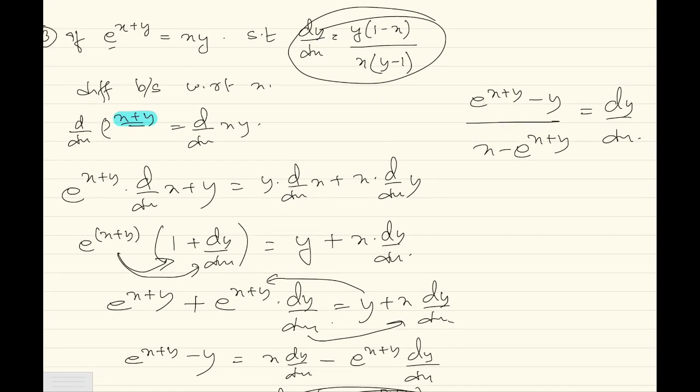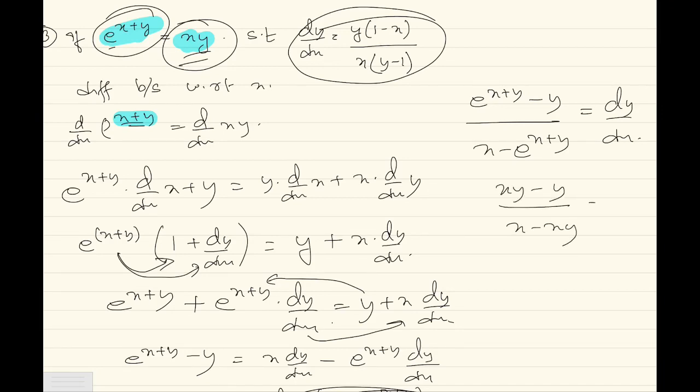So can I replace e to the power x plus y with xy, because e to the power x plus y is equal to xy. So I'll replace this by xy minus y divided by x minus xy equals dy by dx. So here y common, x minus 1, and here x common, 1 minus y equals dy by dx.